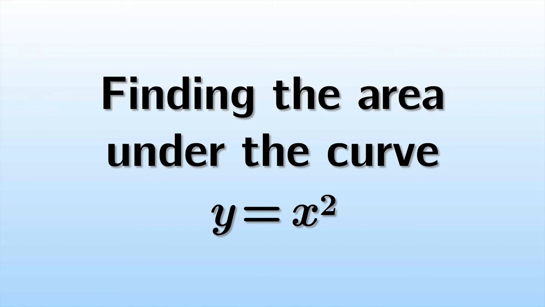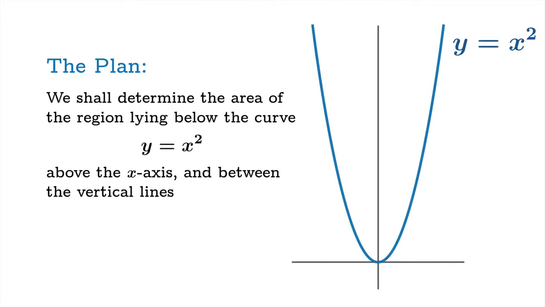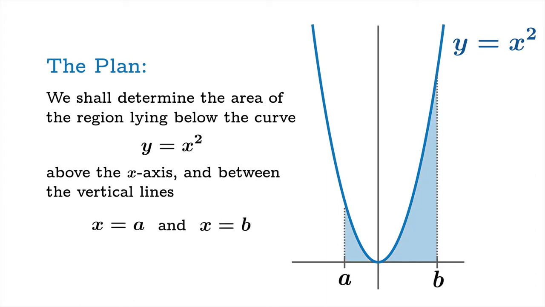Hello everybody. In this video we're going to find the area under the curve y equals x squared. So the plan is that we're going to take the curve y equals x squared and determine the area of the region lying below the curve, above the x-axis, and between the vertical lines x equals a and x equals b.